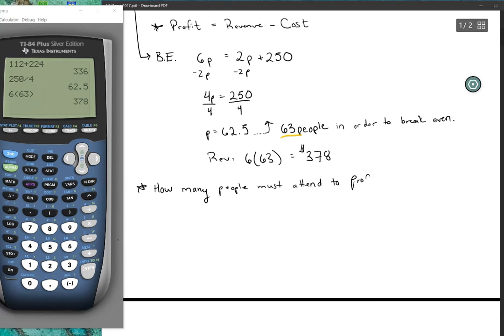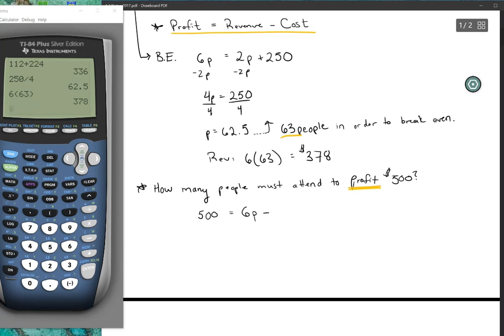Profit 500. Okay. In order to solve this one, we now want to consider the profit equation, which is revenue minus cost. So if we want to profit 500, we are simply going to put 500, and we're going to see where that's equal to our revenue, which was 6p, minus the cost equation.